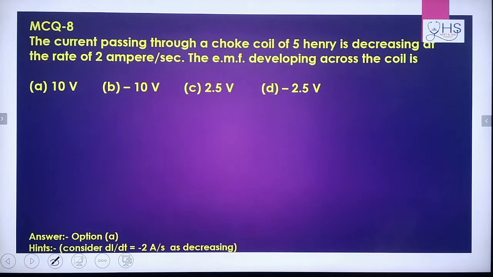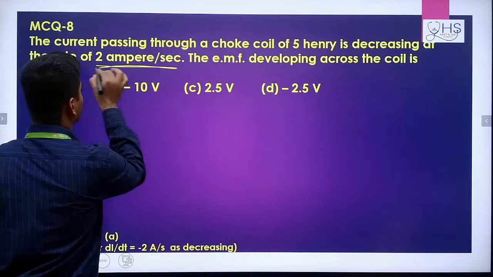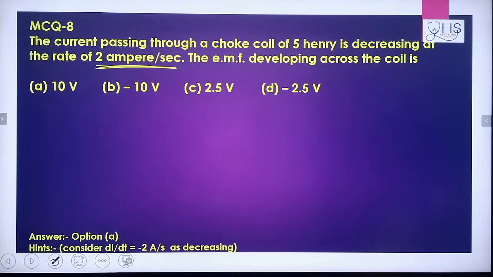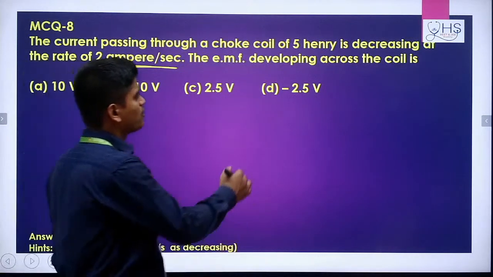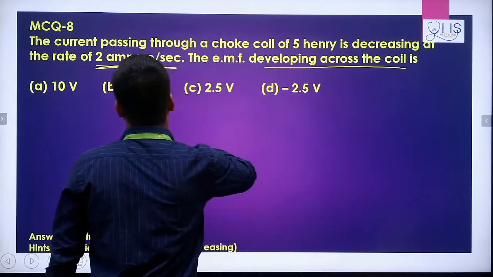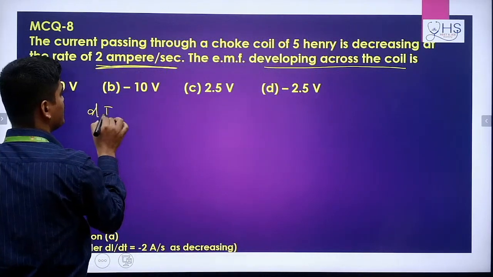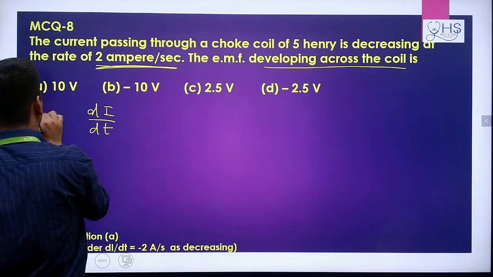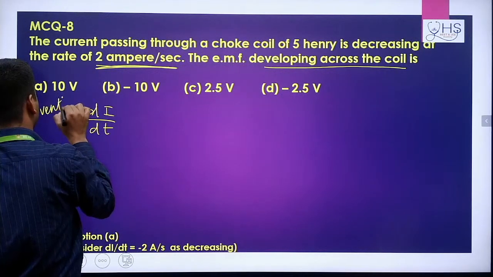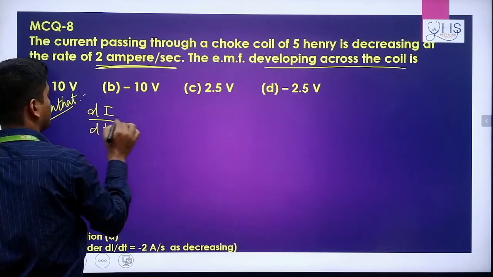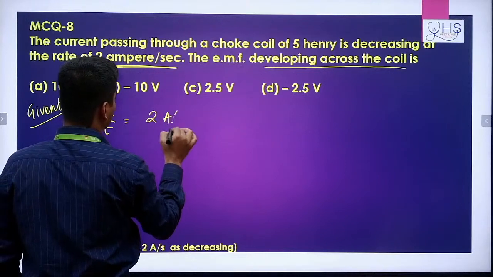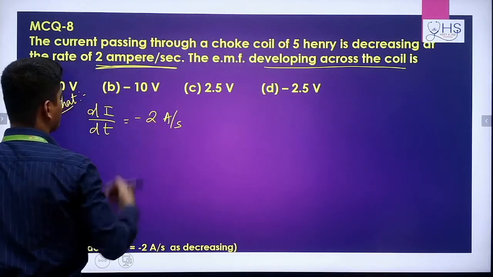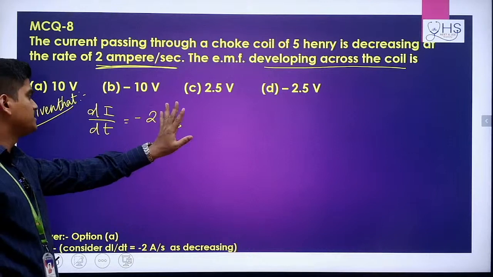Okay. Now the current passing through a choke coil of 5 Henry is decreasing at a rate of 2 ampere per second. What is decreasing? 2 ampere per second. The EMF developing across the coil is what? So what are they telling here? Now current is decreasing, di by dt. Okay, this is given actually. Given that di by dt is how much? Now 2 ampere per second. Decreasing means I'll give a minus sign. I can write decreasing, but here I'll give a minus sign.